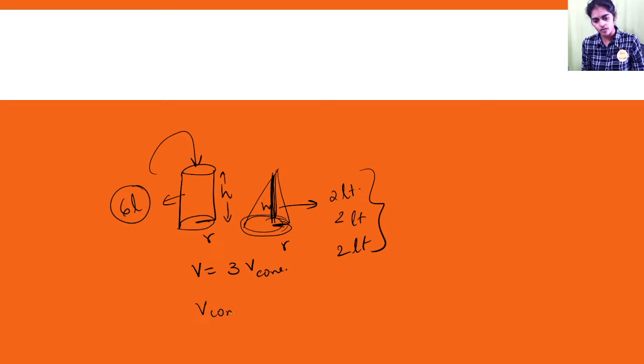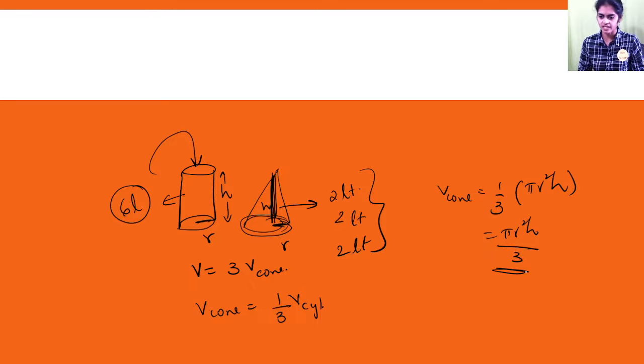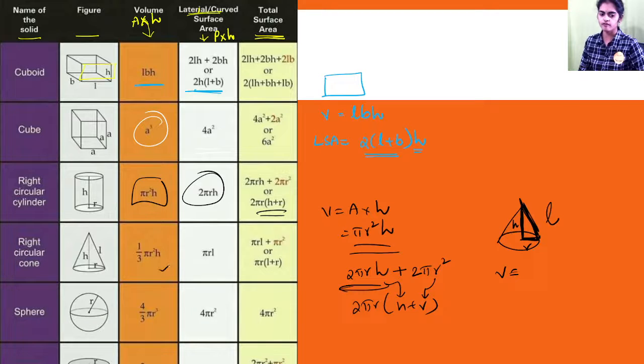Or I can say the volume of the cone is 1 by 3 the volume of the cylinder. What is the volume of the cylinder? Pi r square h. So I can write the volume of the cone is pi r square h by 3. And hence the formula: directly write the volume of the cylinder formula and divide it by 3, and you'll get it.